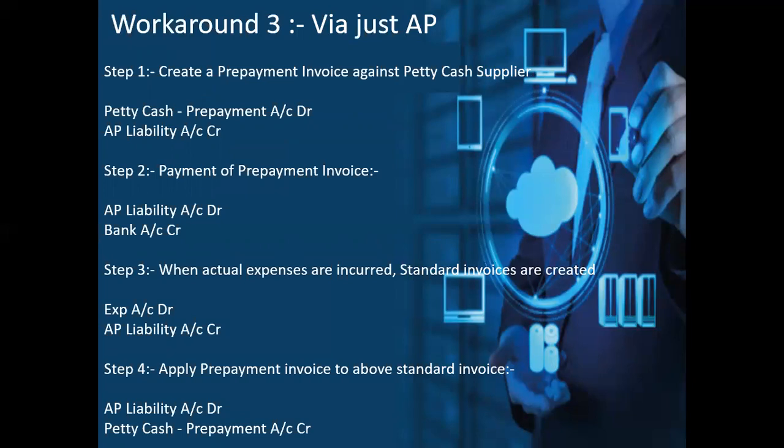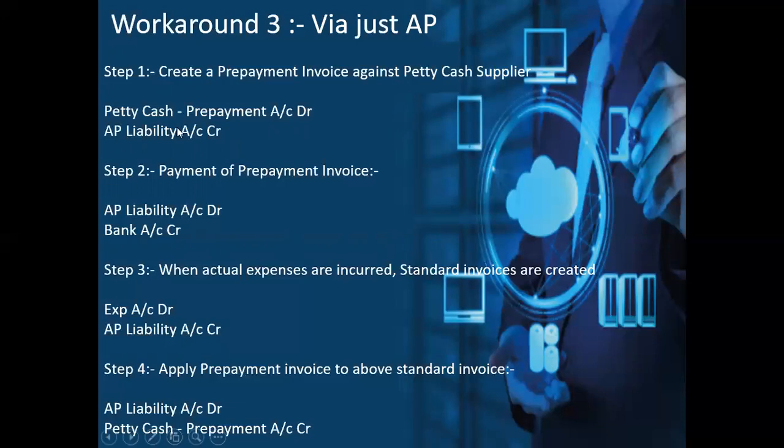But the first step would be whenever you make a payment of petty cash to the petty cashier, you create an entry called petty cash prepayment account debit and your AP liability account credit. So it's basically a recording of the prepayment or advance given to the petty cashier. And whenever you're making a payment of the prepayment invoice, your AP liability account will be debited and bank account will be credited. So you should be using that particular bank account from where you are actually withdrawing the cash and giving it to the petty cashier.